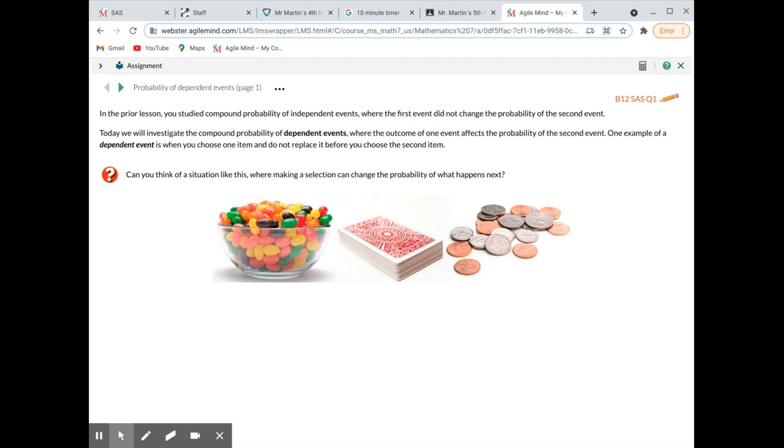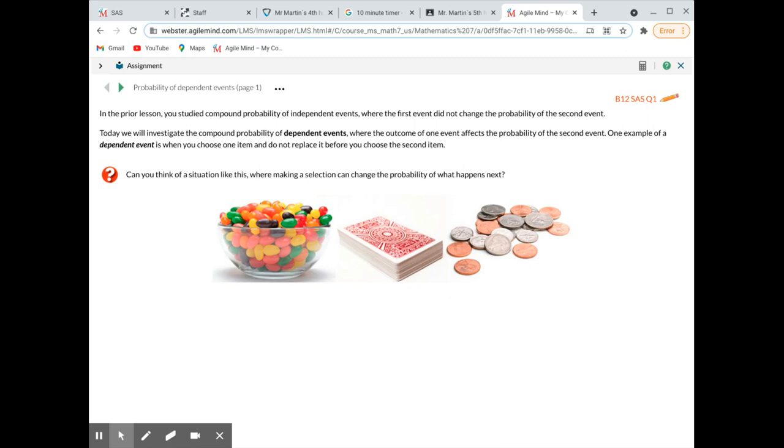All right. So what we're going to do is we're going to look at this first page. If you would, Vincent, would you read this for us, please? In the prior lesson, you studied compound probability of independent events, where the first event did not change the probability of the second event. Today, we will investigate the compound probability of dependent events, where the outcome of one event affects the probability of the second event. One example of a dependent event is when you choose one item and do not replace it before you choose the second item.